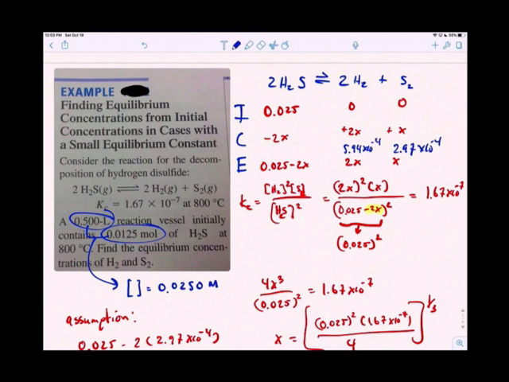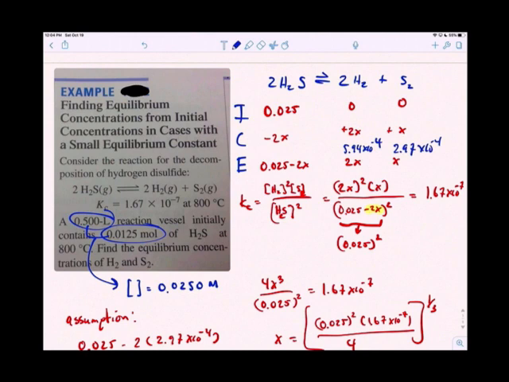So okay, we've done that. We figured out the equilibrium concentrations of those. Okay, yeah, so recap of this one because I went over a bunch of side stuff. We have two hydrogen sulfides in equilibrium with 2 hydrogens and 1 sulfur. The equilibrium constant is 1.67 times 10 to the minus 7, which is really small. If we initially have 0.025 molar hydrogen sulfide, how much of the products do we have at equilibrium?